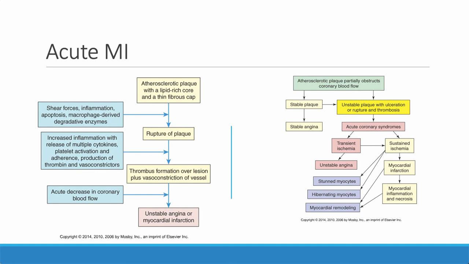When that happens, there's an abrupt decrease or cessation of coronary blood flow, and that is either unstable angina or acute MI. Okay. There's another explanation of it on this side that you may wish to look at as well.